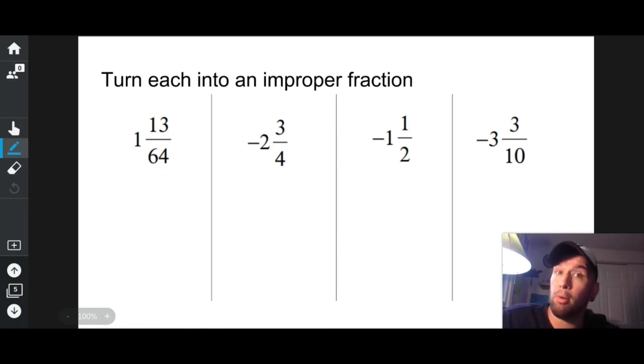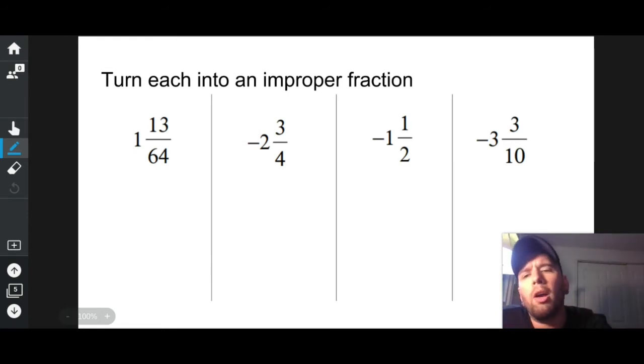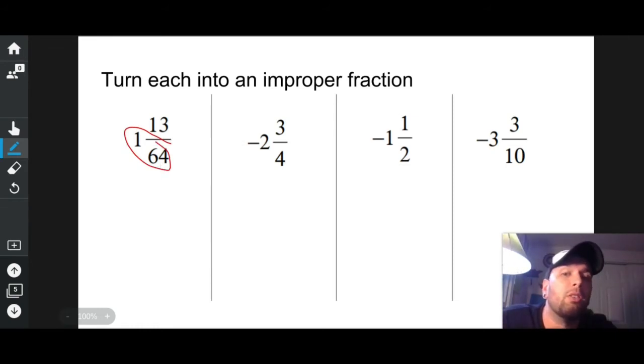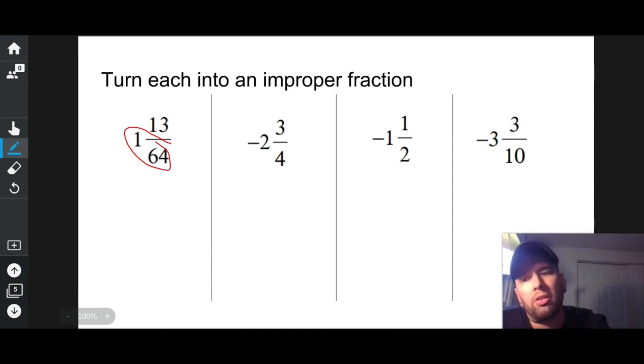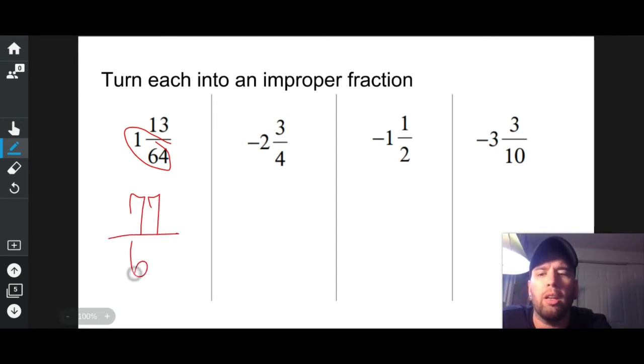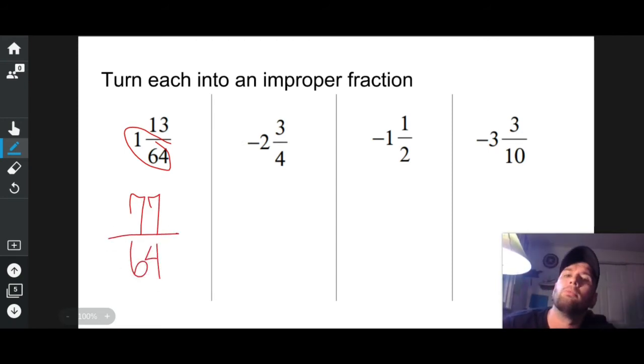Ooh, speaking of improper, how do I turn mixed numbers into improper fractions? Simple. Look at this mixed number right here. I have 1 and 13/64ths. How do I turn that into an improper fraction? Multiply the whole number part and the denominator together. 1 times 64 is 64. Then add that to the numerator. 64 plus 13 is 77. 1 and 13 over 64 is 77/64.